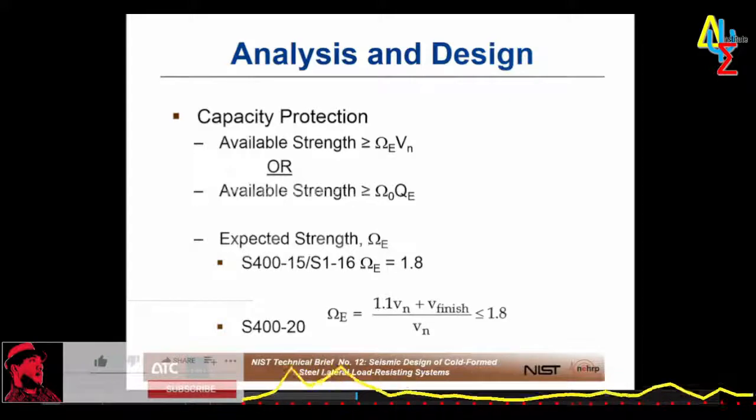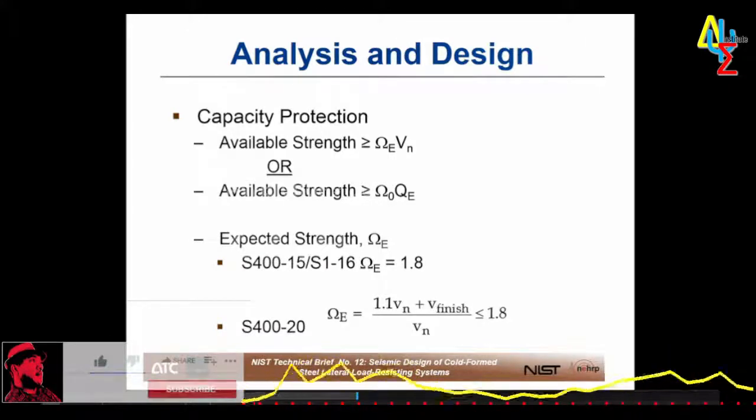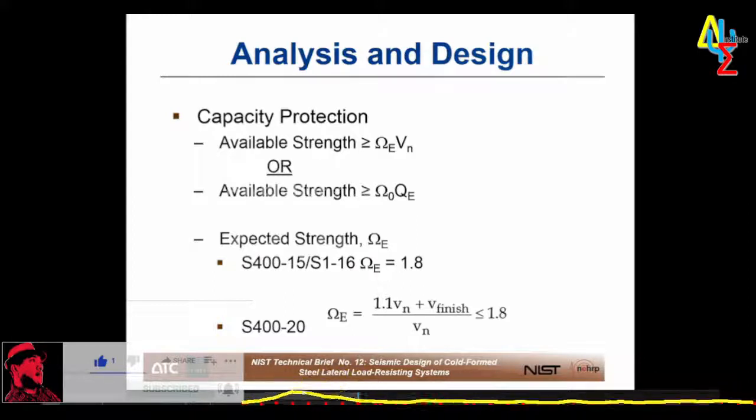S420 provides improved estimates of omega E that include the expected strength of the seismic force resisting system itself. That's the 1.1 V_N term that you see there, in addition to additional strength added by finishes, or the V_finish term that you see there.